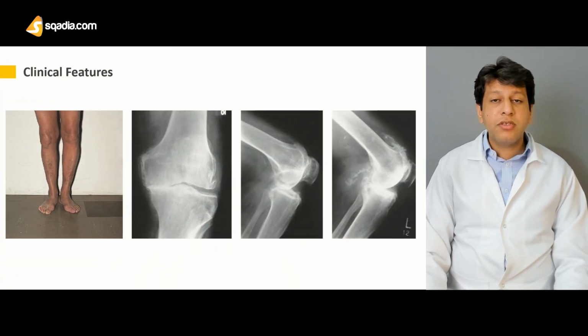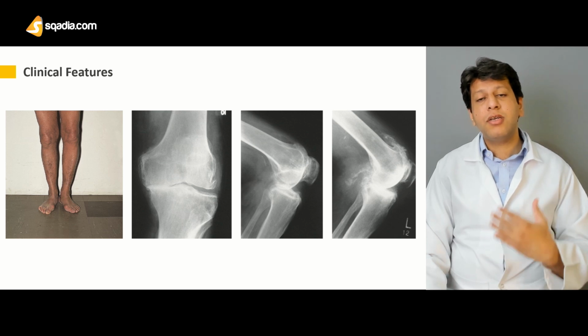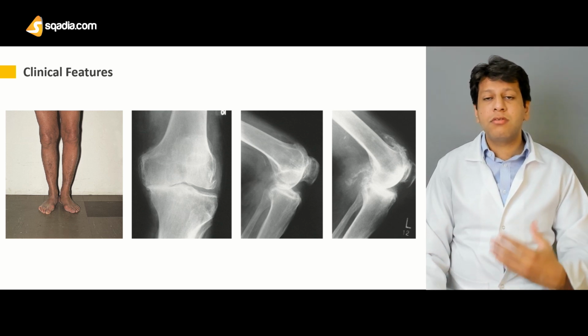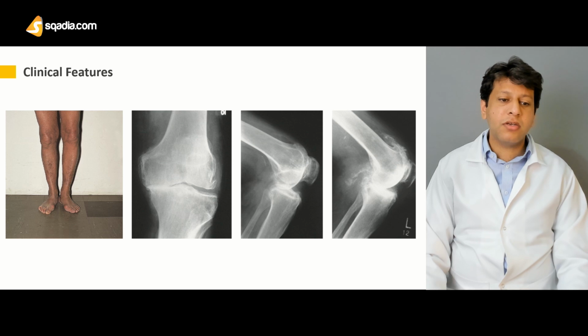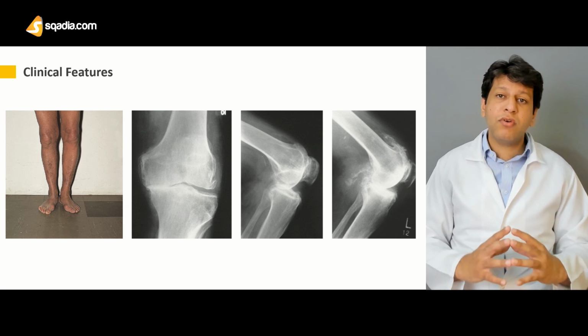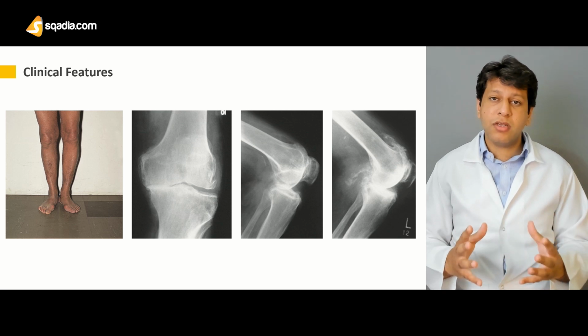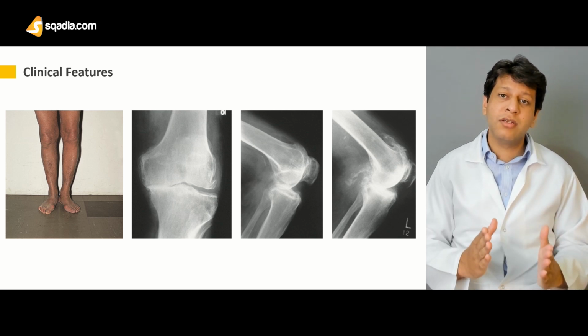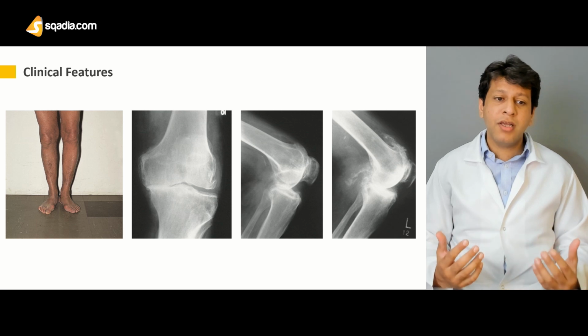Some of the clinical features: when you get a detailed history and examination, you see certain specific parameters, and one of them is actually genu varum. The most common deformity is genu varum in case of osteoarthritis. The reason is because we are overweight.